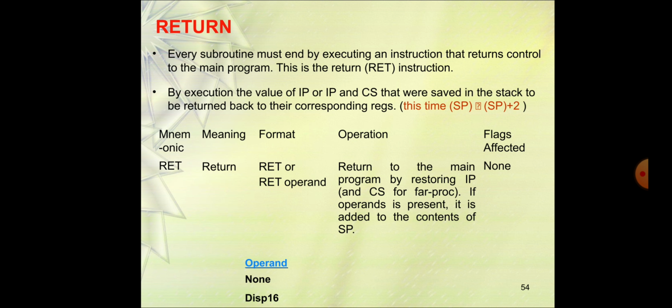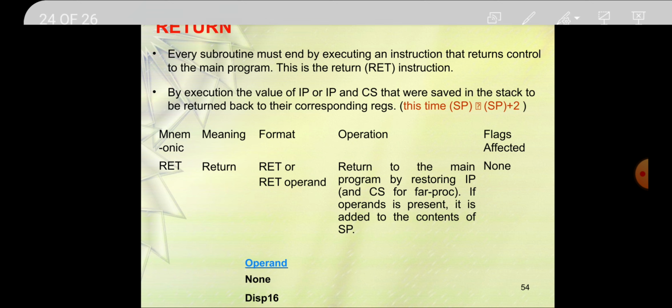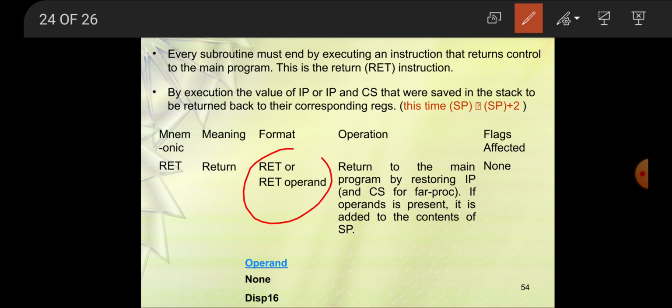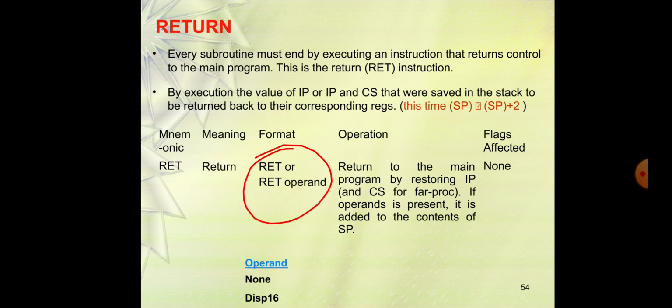By the return instruction, the value of IP, or IP and CS, that were saved into the stack are written back to their corresponding registers. And how exactly can the format be written? Simply we can write RET or RET operand. So we can simply use this instruction like this.